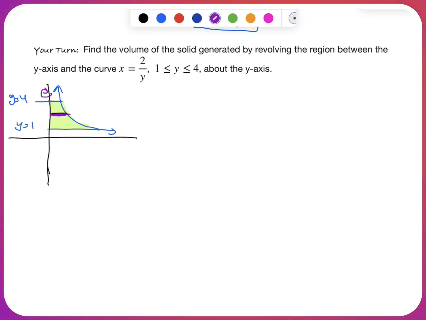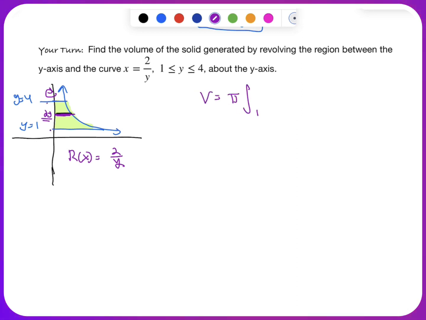All right, so let's set this up. So first thing I need to do is figure out what my r of x is. So my r of x is, r of y, sorry, is 2 over y. And then to find our volume, that's going to be pi times the integral. And then we need to find our smallest y to our highest y, so that's 1 to 4, of our r of y, which is 2 over y, quantity squared, dy.